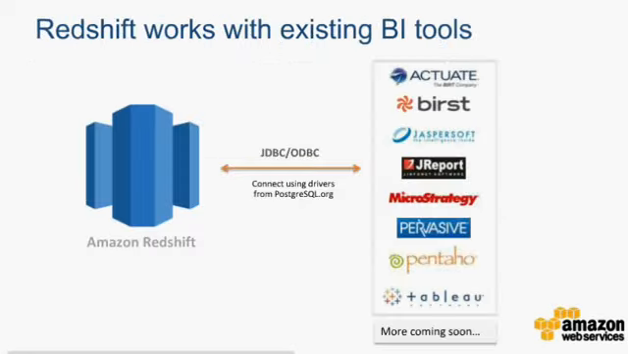So Redshift works with existing BI tools. What that means is these are tools that have already been certified against Redshift, but the connectivity to Redshift is via a Postgres driver. So what that means is any tool that supports the Postgres driver will actually support Redshift through a JDBC or ODBC connection. And so we've got a lot more connectivity than is listed there. Basically anything, Excel included, or platforms that are not listed on the screen there will also work seamlessly with Redshift.